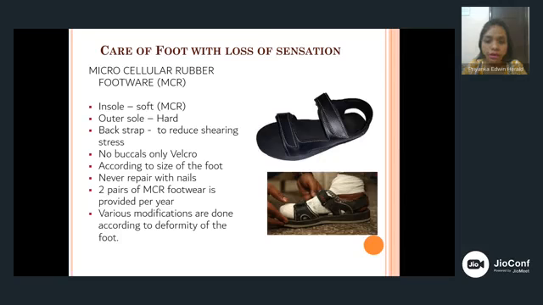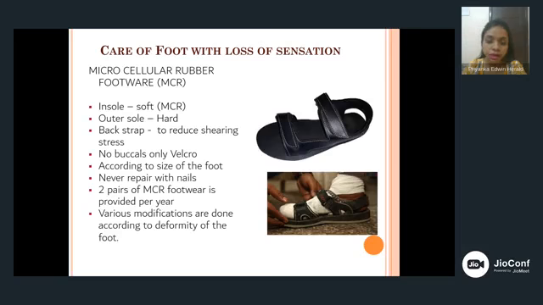There is also a back strap, which is present to avoid slipping of the foot from the sandals. Very importantly, there are no metal buckles in these sandals, only velcro is used, because if we use any kind of metal and there is a sensory loss in the foot, then that metal can cause further injury or damage to the foot.